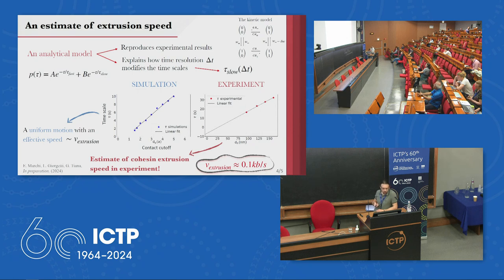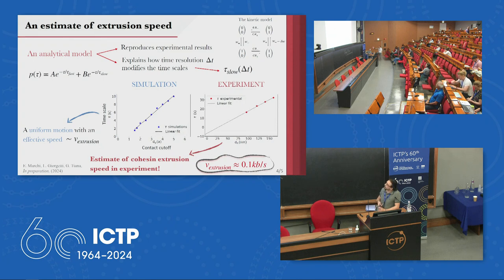Now, what we did was to compute these different time scales of the slow contacts dynamics for different cutoffs, and you see a linear relationship in the simulations and in experiment. This means that, in a way, the motion of disruption can be seen as a uniform motion, and the effective velocity that you get from this in simulations is exactly the stepping rate of the extrusion that was set at the beginning of the simulation.